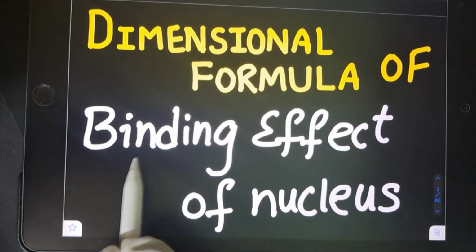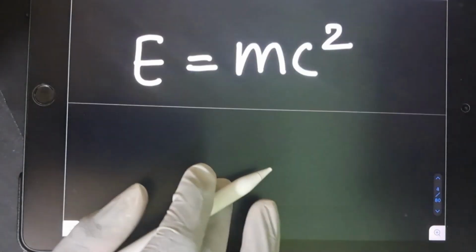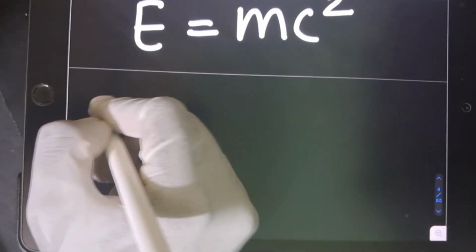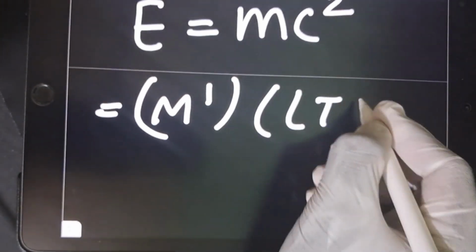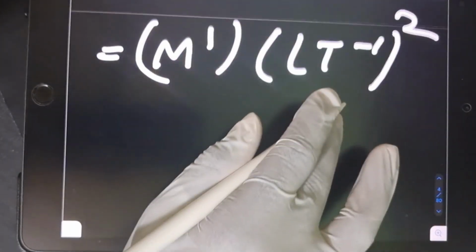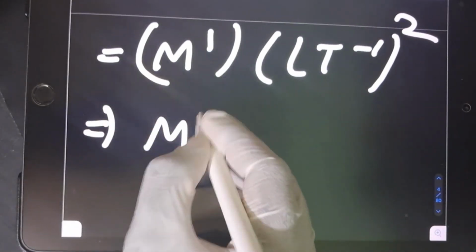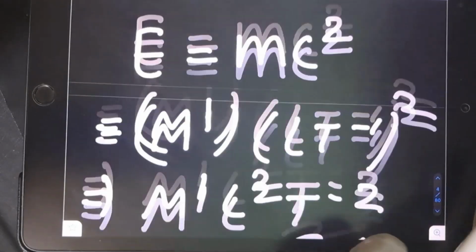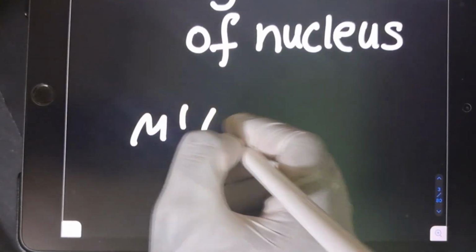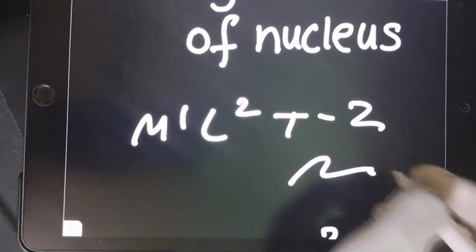To find the dimensional formula of binding energy of nucleus, E is equal to mc square. Here m is mass, c is speed of light, so LT power minus 1 whole square. M power 1, L power 2, T power minus 2 will be the dimensional formula of binding energy of nucleus. M power 1, L power 2, T power minus 2.